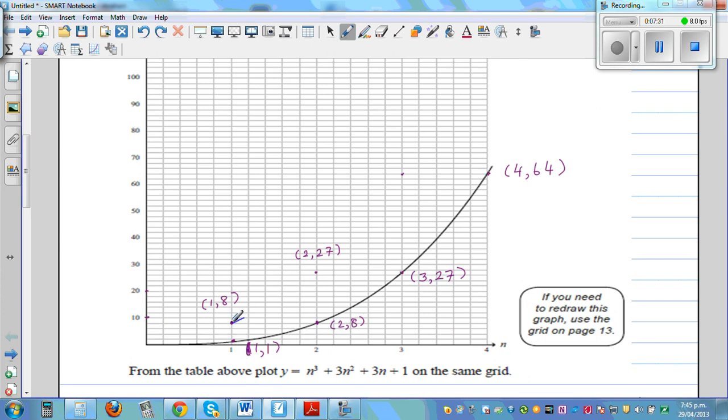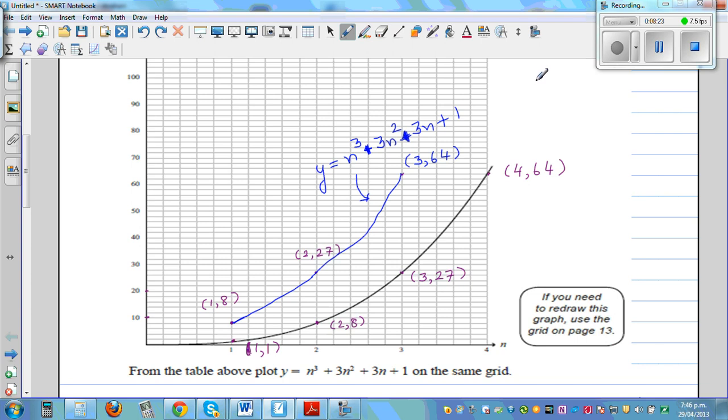So what is this? This is the graph of y is equal to n cubed plus 3n squared. This is the graph of y is equal to n cubed plus 3n squared plus 3n plus 1. So if you look at the points carefully, you see one very interesting thing. This point 3 comma 27 has moved to 2 comma 27. Okay, this point 4 comma 64 has moved to 3 comma 64. So basically, if you look at the transformation, each of these points has moved one to the left.